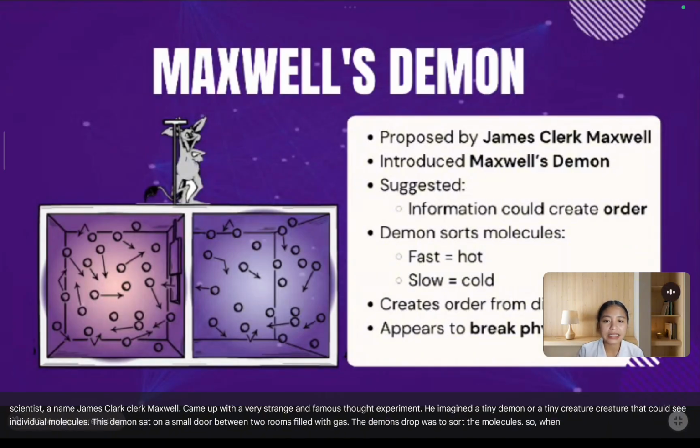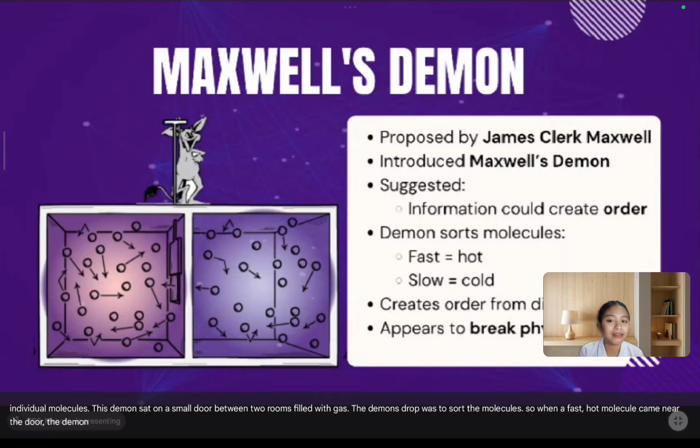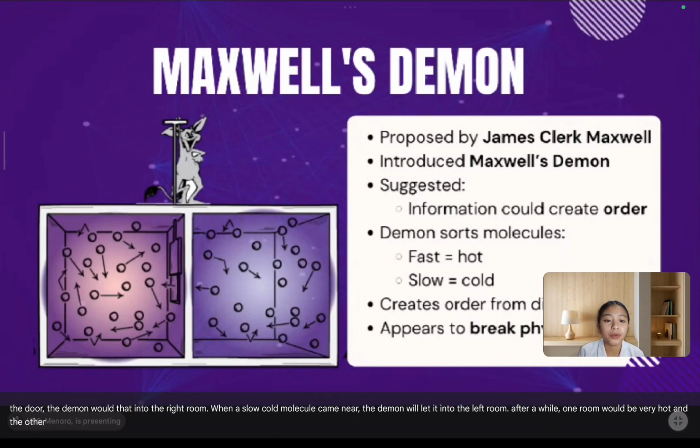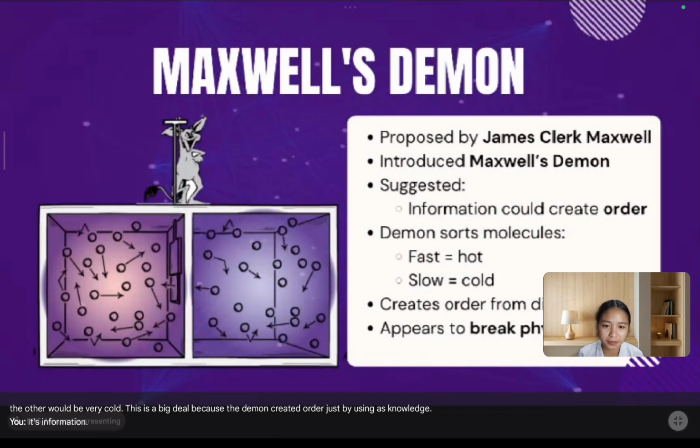So when a fast, hot molecule came near the door, the demon would let it into the right room. When a slow, cold molecule came near, the demon would let it into the left room. After a while, one room would be very hot and the other would be very cold. This is a big deal because the demon created order just by using its knowledge, its information.